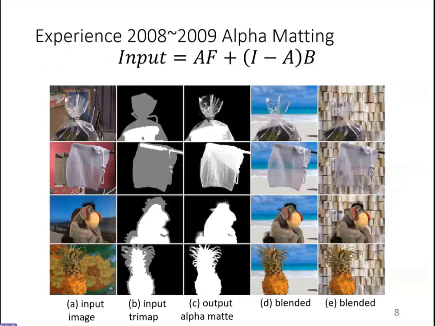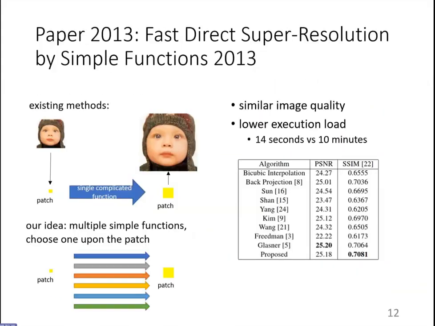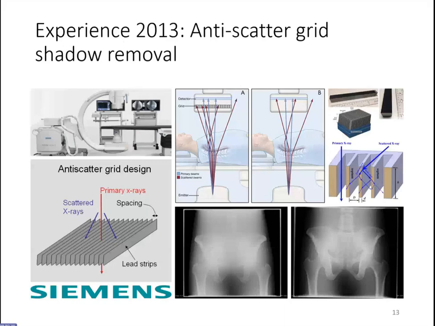A few years ago, I started the alpha matting problem, and I used alpha matting for this project. It certainly reduced the shadow on the image. And Siemens filed a patent for this method.